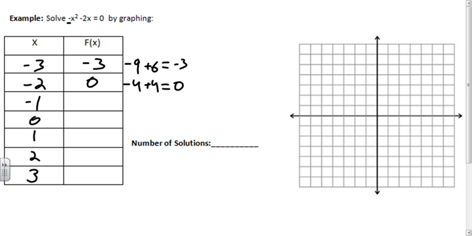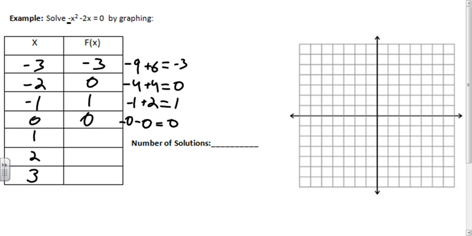-1 squared is 1, and we want the negative of it. -1 times -2 is a +2, which leaves us with 1. 0 squared is 0, and -0 is still just 0. And if we want to minus 2 times 0 is still 0. So 0 minus 0 is 0. So it looks like there's another 0 for us.